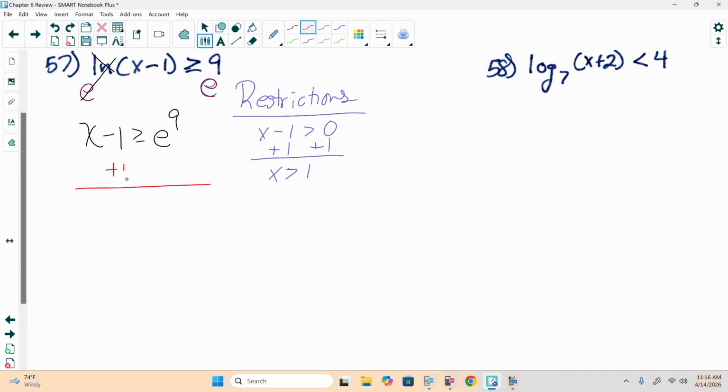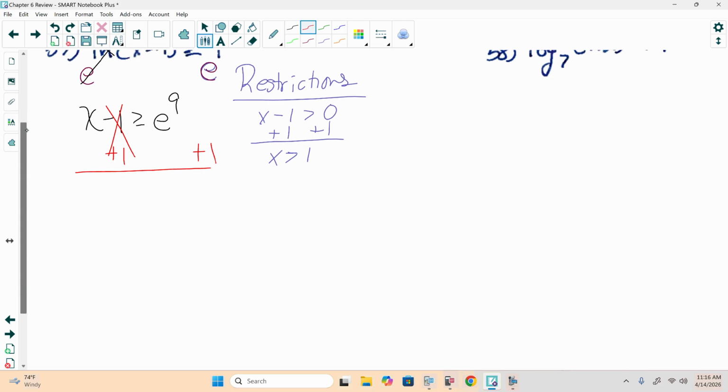Then we're going to get x by itself, and luckily for this here, the only real thing we'll have to do is add 1 to both sides, telling us x is greater than or equal to e to the 9th plus 1. Questions on how we got to this point here?